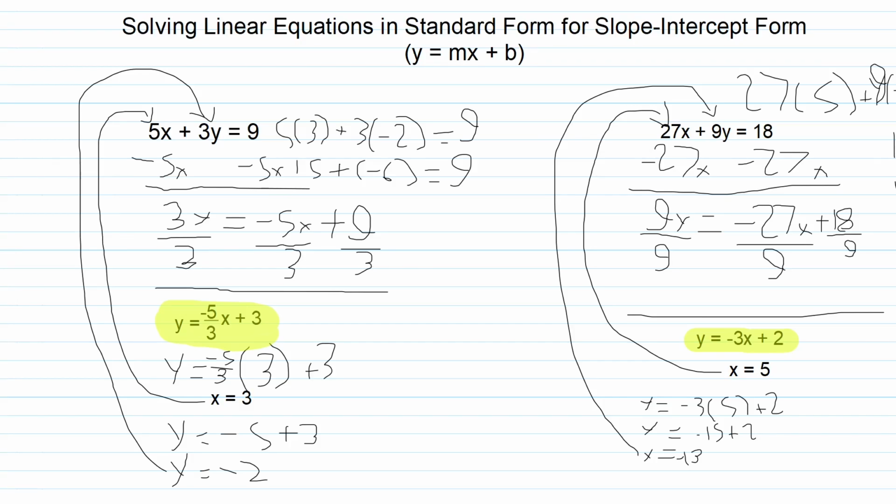Thank you for watching this video on how to solve linear equations in standard form for equivalent linear equations in slope-intercept form, or y equals mx plus b. We started with 5x plus 3y is equal to 9, and we ended with y is equal to negative 5/3 x plus 3. And on our second equation, we started with 27x plus 9y is equal to 18, and we ended with y is equal to minus 3x plus 2. We were able to solve from standard form ax plus by is equal to c into y equals mx plus b. Thank you for watching this tutorial.